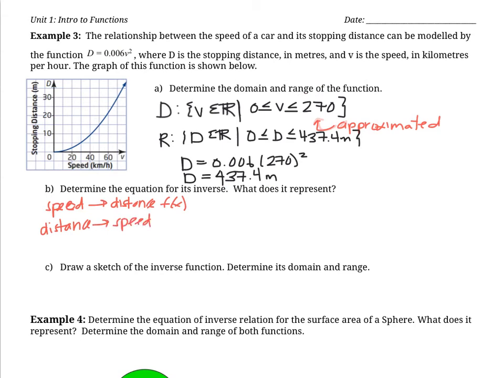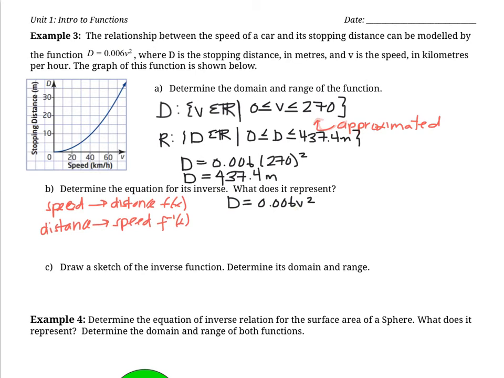So let's start with our original equation. We have our distance is equal to 0.006 v squared. So I'm inputting the speed and I'm popping out the distance. That's our original equation. So I want the inverse, which is if I input the distance, I want the speed. So really this is just a grade 9 problem where this is just asking us to isolate for the other variable. I want speed given distance.